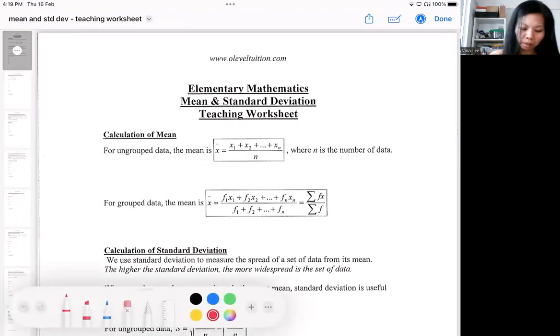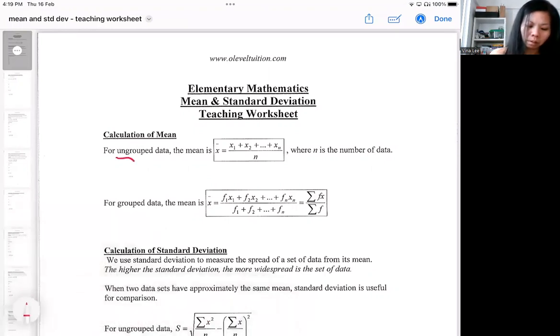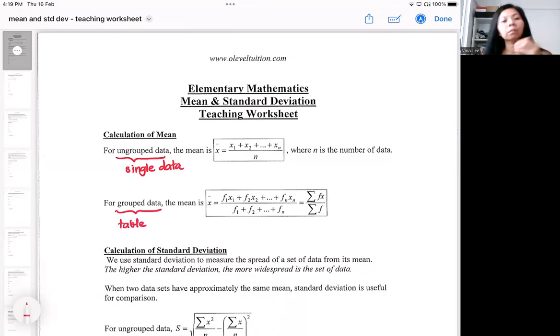There are ungrouped data. So in other words, ungrouped data are single data. And grouped data, in a way, you can just see it as the data in a table. So grouped data means they already put the data into tables. So that one is called grouped data. In your lower set, you already calculate the mean. So you add up all the values and then you divide by the number of data.